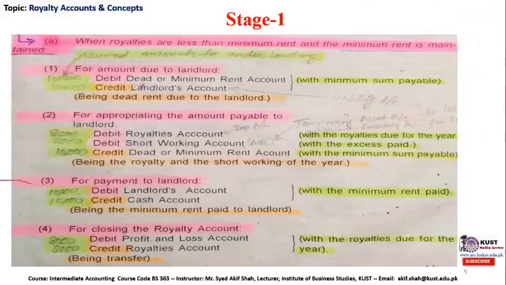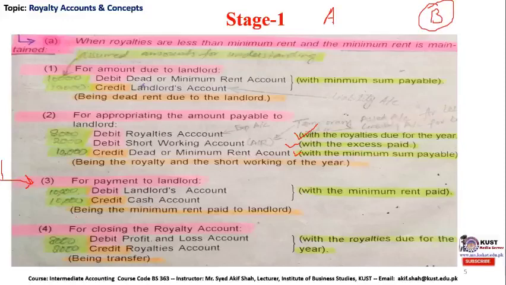Let's come towards entry number 3, which is for the payment to the landlord. Now it's time to pay out the amount. Since we have agreed, we also have narration against each title with the royalty due for the years, with the excess payment, and with the minimum sum payable. However, let's come towards entry number 3, which is related with the time when we are going to pay out this minimum rent of 10,000 to the party A by the party B, lessee. Here party B is known as lessee.